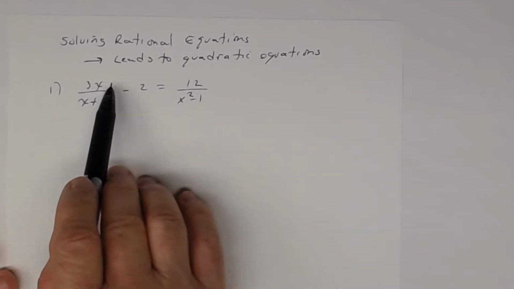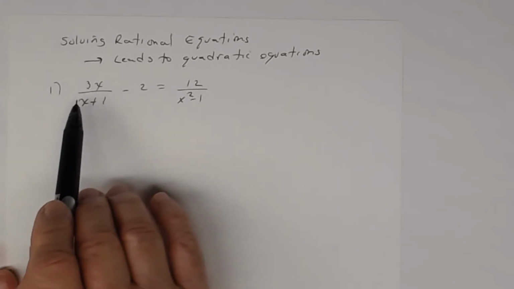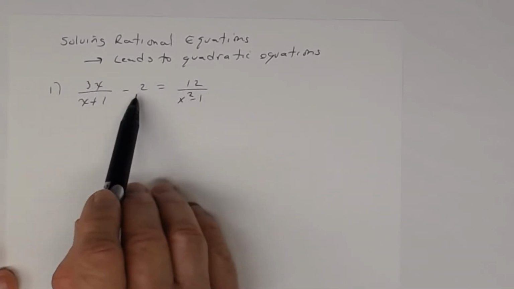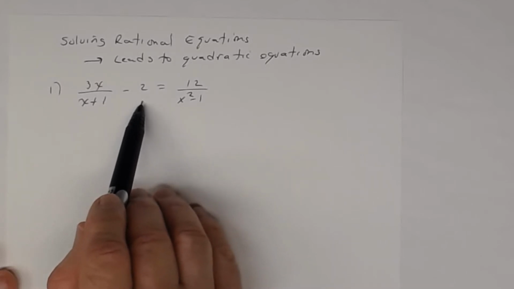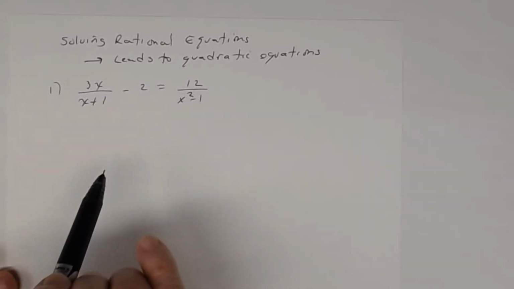Now remember, a rational equation is made up of rational expressions, and a rational expression is a polynomial divided by a polynomial. So all these are polynomials. That denominator right here, where you see that 2, is 2 divided by 1, so the denominator is 1. So all these are polynomials.